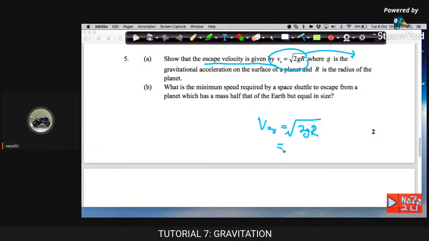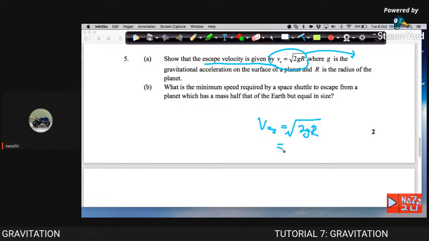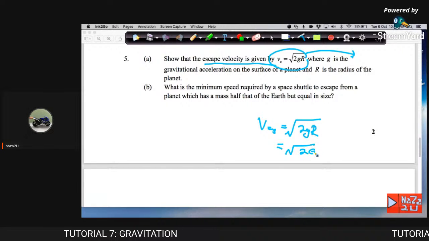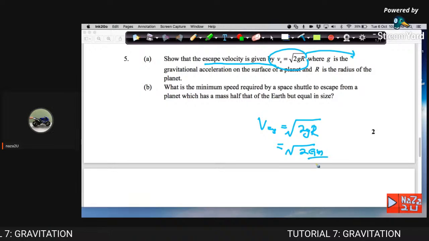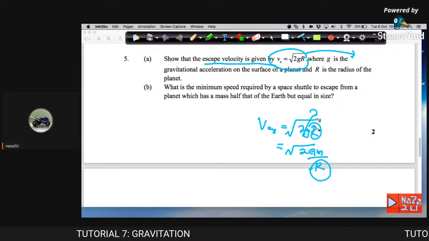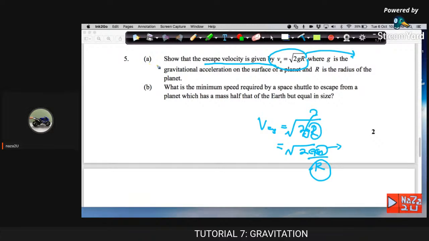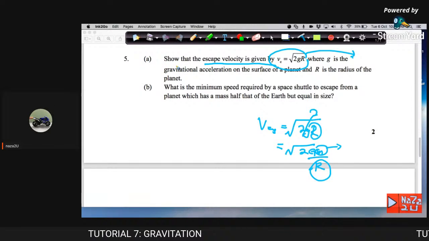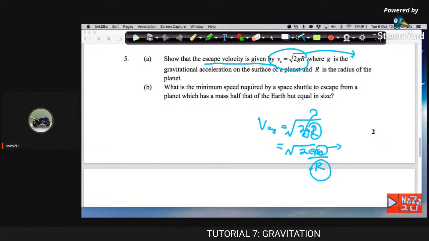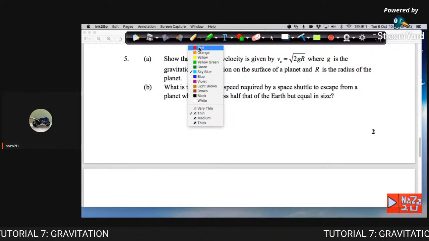Escape velocity is, daripada ini escape velocity, we have a square root of 2GM over R. So R is the radius of the earth, G is gravity acceleration, and M is the mass of the earth. Nanti kau boleh tengok nota number 5A ni, nota yang kita bincang semalam tu ada. Terus ni just teori bagaimana secara matematik derive equation for escape velocity. So continue to number 5B.